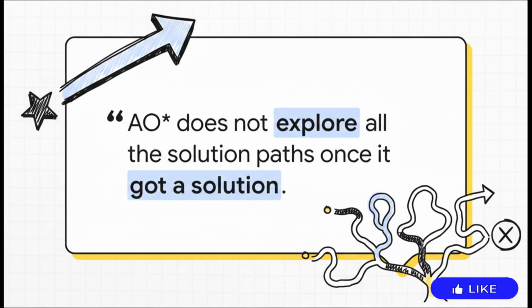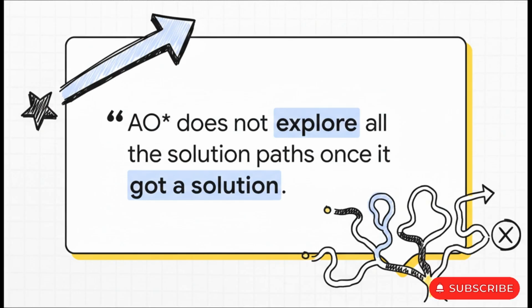AO* does not explore all the solution paths once it gets a solution. The second it finds one complete path from start to finish, it just stops. It doesn't double back to check if there was a better way it could have gone. And this is a deliberate trade-off, right? It's choosing speed and finding a solution over the guarantee of finding the perfect solution.